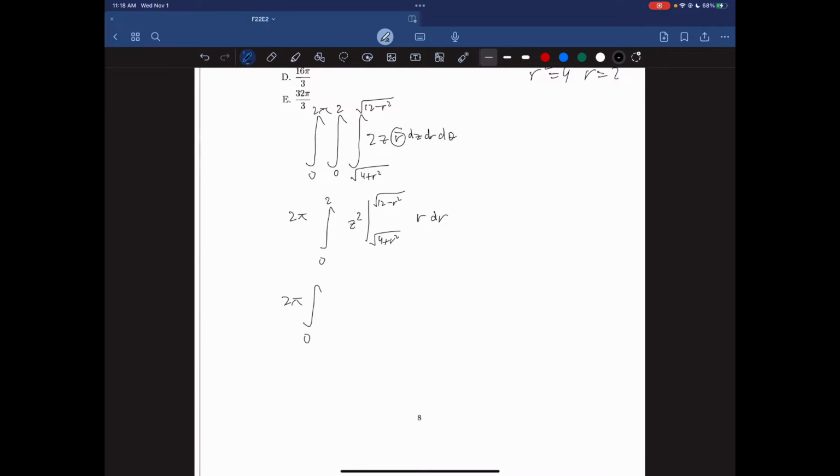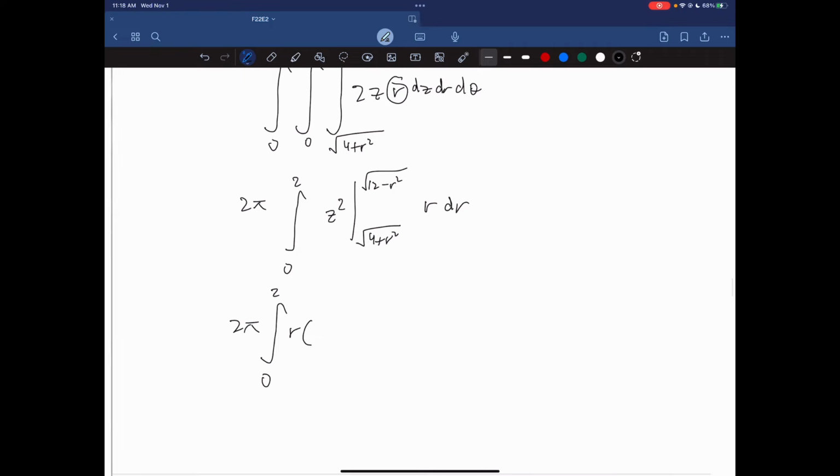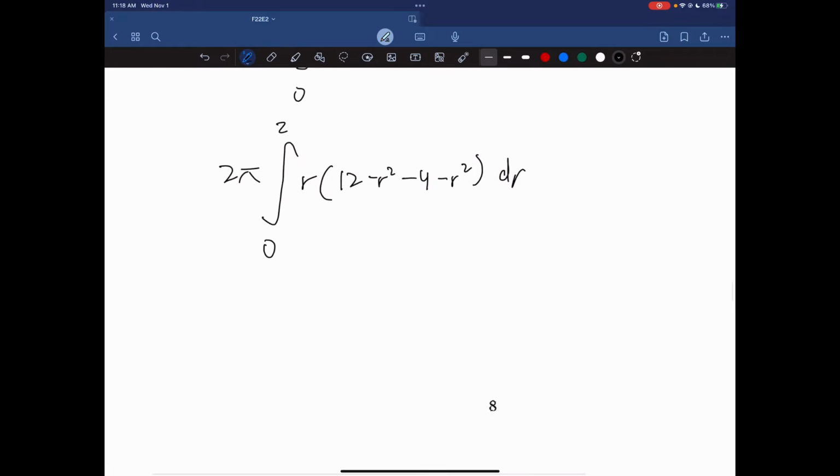So we're going to get 2 pi integral 0 to 2 r times top minus bottom, and that's just going to be 12 minus r squared minus 4 minus r squared dr. And just simplifying that, we're going to get 8r minus 2r cubed, I believe, hopefully. Yep, that looks pretty correct. And we obviously need to integrate that 0 to 2 dr, and obviously the 2 pi out in front.